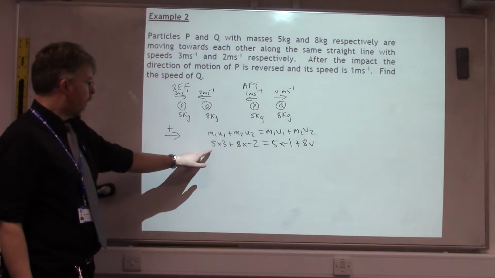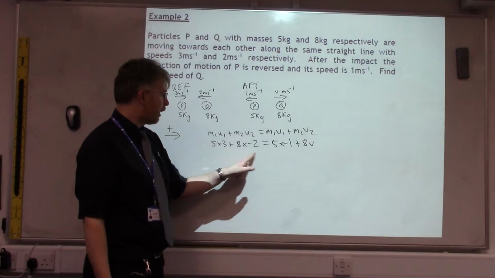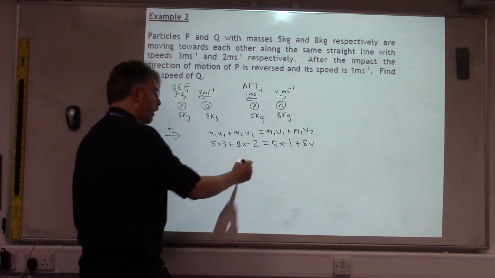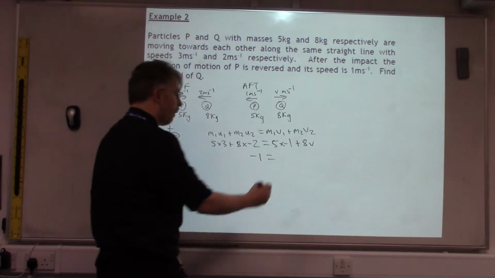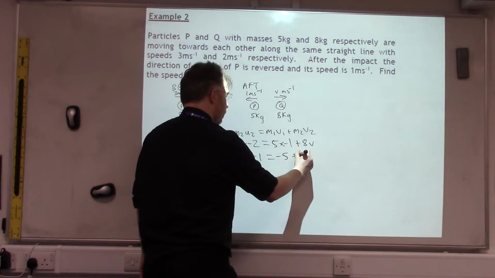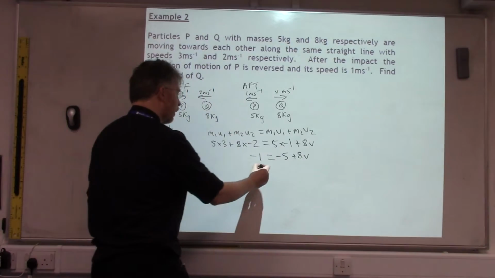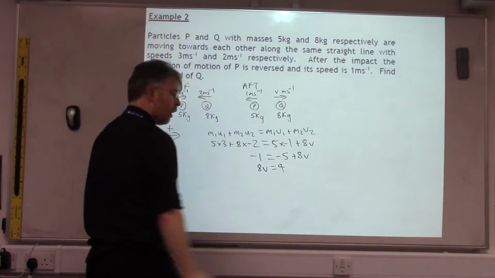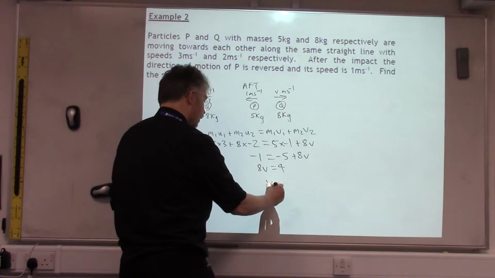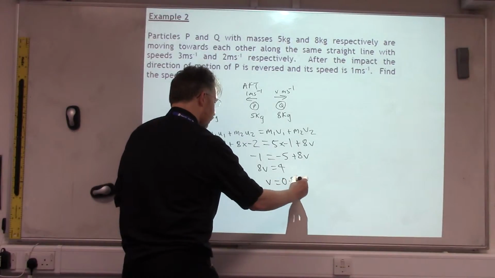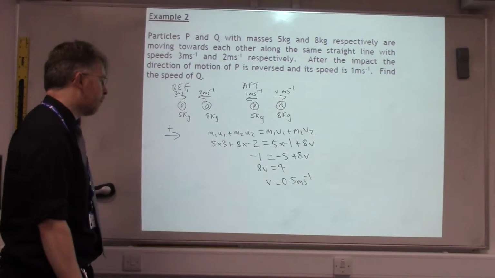Calculating, we've got 5 times 3 is 15, plus 8 times minus 2. 15 minus 16 is minus 1 for the left hand side. 5 times minus 1 is minus 5, plus 8V. Add 5 to both sides, 8V is equal to 4. Divide both sides by 8. And V is equal to 0.5 meters per second.